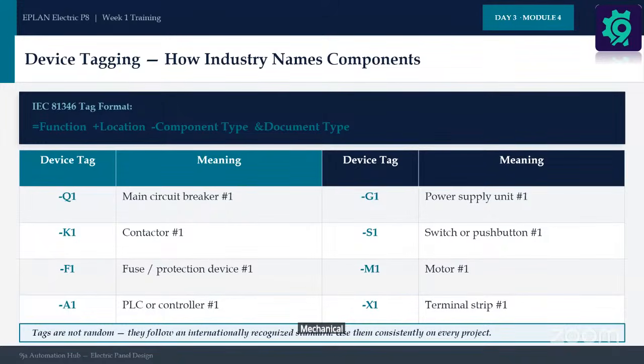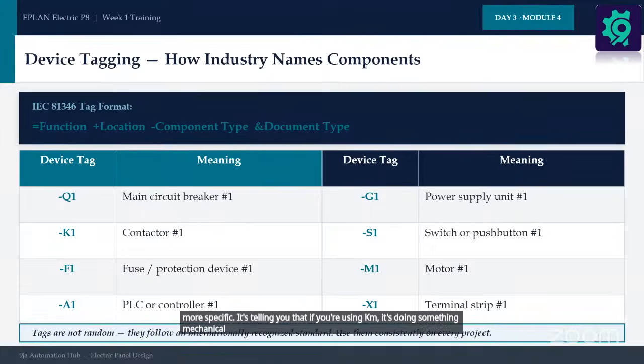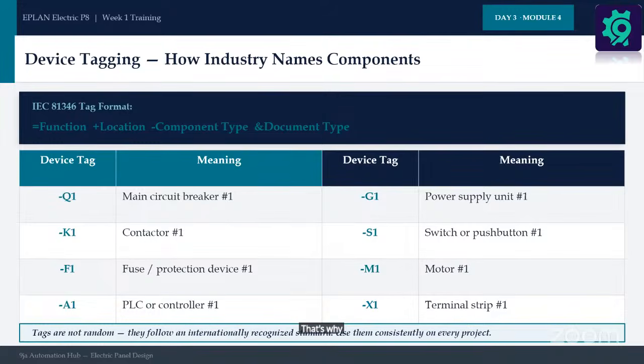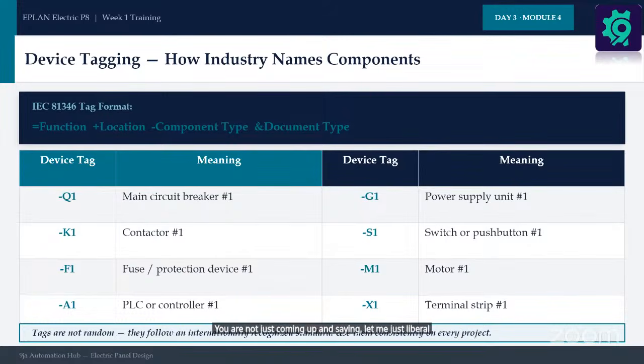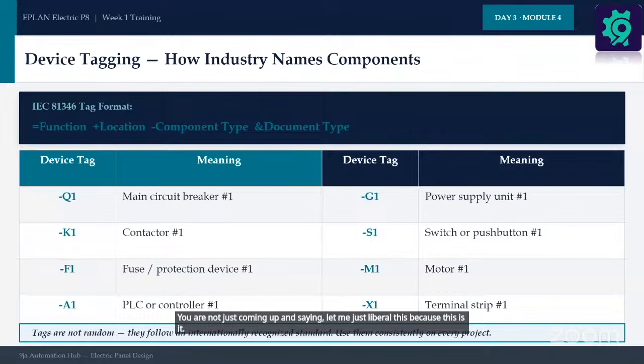So if you see K, it has its definition. Now you see KM, a subclass. It's going more specific. It's telling you that if you're using KM, it's doing mechanical switching of power, which is similar to what a contactor is doing. That is why they've grouped different devices by different function. They tell you, if you are using a contactor, is it doing this? Put it here. You are not just coming up and saying, let me just label this because this is it. And this is the architecture that explains everything.